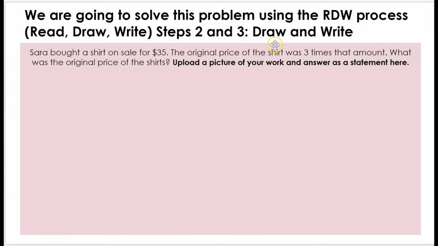The drawing part is the showing your work. When you make tape diagrams or area models, when you draw pictures of what you're doing, that's the drawing portion of the RDW process. Writing is for when you find your answer, because whenever we do a word problem, we want to know, what does that number mean? So when you have your answer, we put it in a statement. The original price of the shirts was blah-de-blah-de-blah. And that takes care of the writing part of read, draw, write.